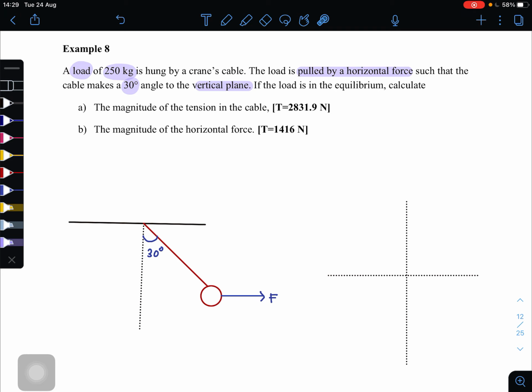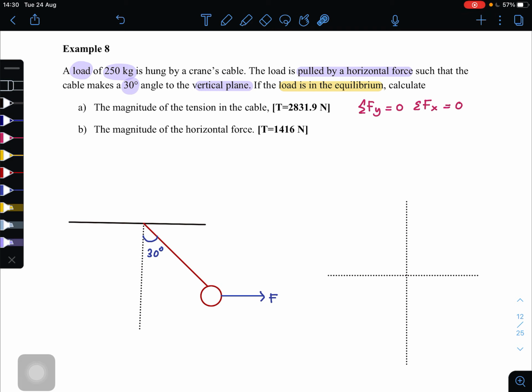Okay, and now given the condition here, the load is in equilibrium. So remember, when we are given the equilibrium condition, we know the sum of Fy is equal to 0, and the sum of Fx is also equal to 0. And then we need to calculate the tension and the force. So first thing we need to do is identify the forces on this object. Our object here is the load.